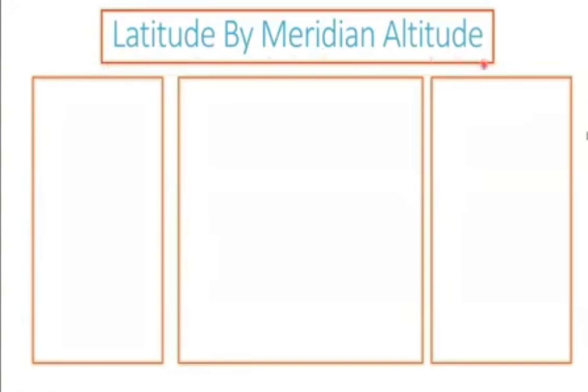Meridian altitude. Now as is clear from the name, this method gives us the latitude of the observer, and it is used when you take the altitude of a body on your meridian. The meridian altitude is also known as meridian passage or marpass.